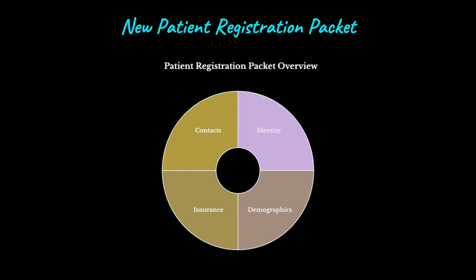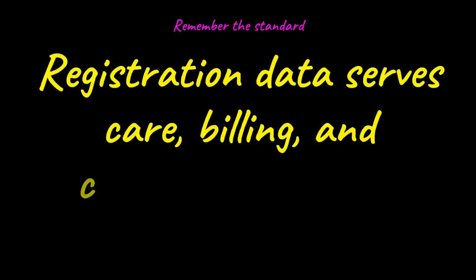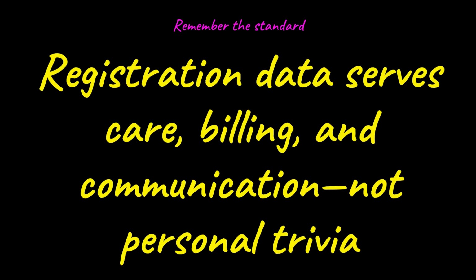Picture the completed packet itself: legal name, preferred name, pronouns and date of birth for identity, address and language preference for demographics, insurance and pharmacy details, and emergency contact information, all organized into these 4 sections. On exam day, if a data point doesn't support clinical care, billing, communication, or reporting, like a favorite color or vacation plans, it doesn't belong in registration. Stick to identity, demographics, insurance, and contacts.